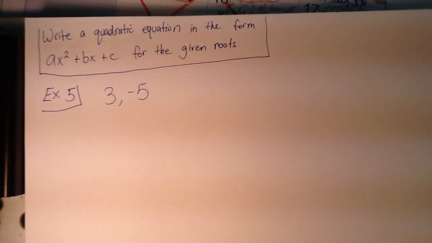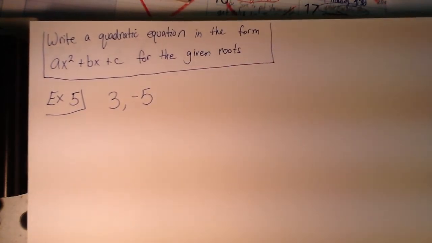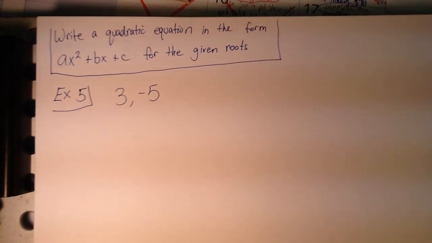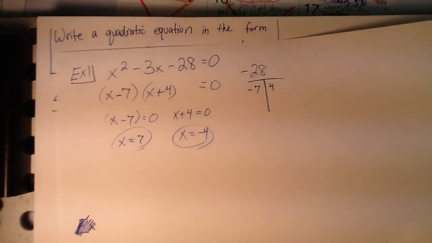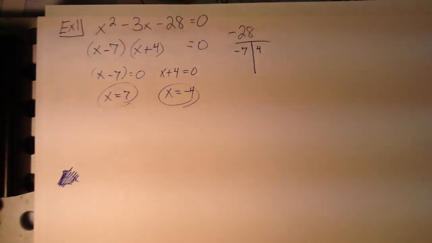Now, like you always have found, once you learn how to do a process, you learn how to do it the opposite way. So you're going to see these directions. Write a quadratic equation in the form ax squared plus bx plus c for the given roots. All right. Before you get too overwhelmed with that, I'm going to flash back to the very first example I gave you. All right. I want you to notice something here.